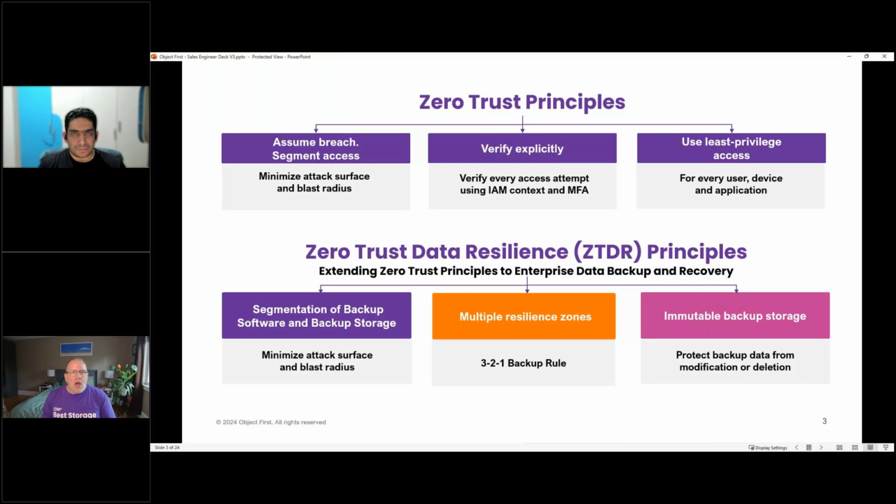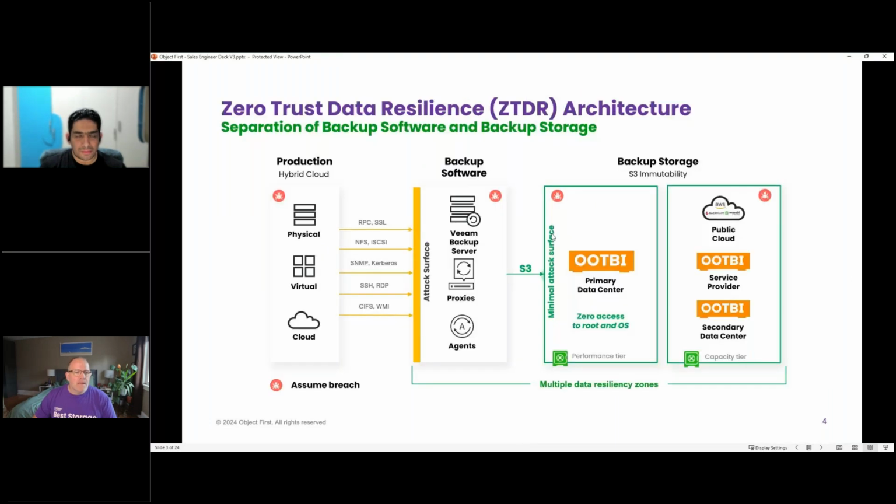If it's immutable, even I cannot delete it. Even the administrator can't delete it. So if I can't delete it and the administrator can't delete it, the hacker can't delete it. So that's zero trust data resilience.